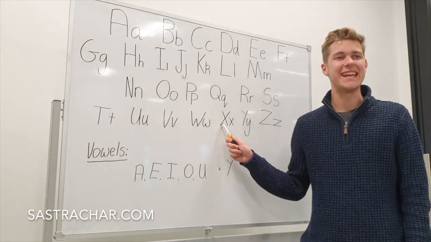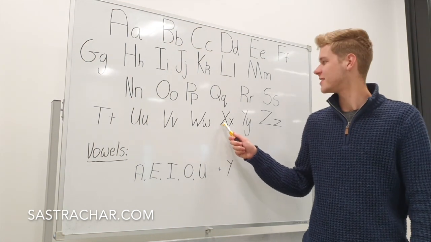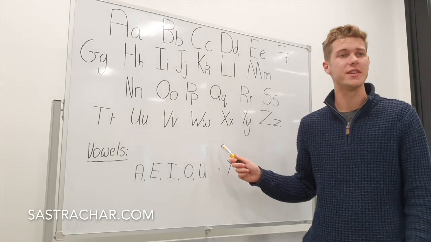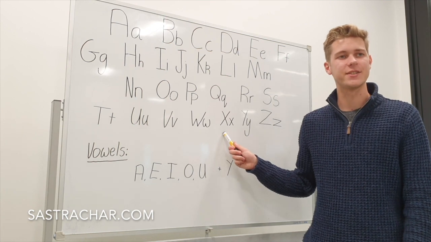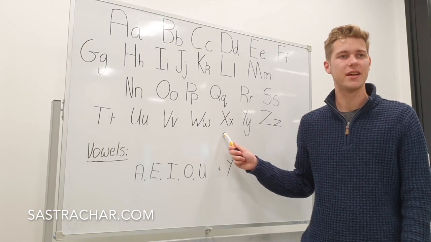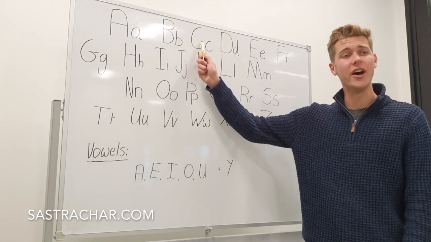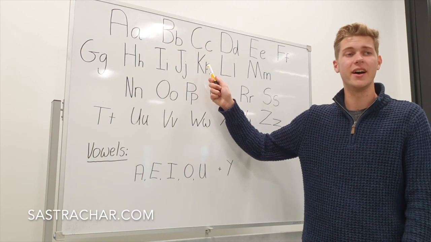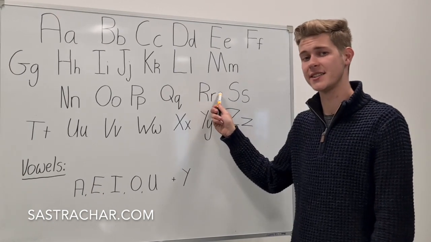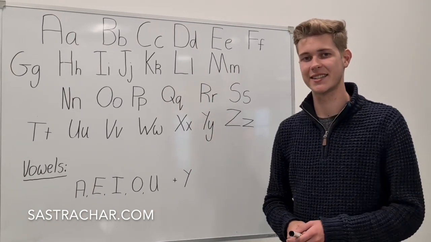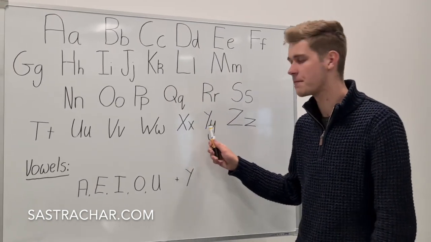This letter is an X. X, similar to the S sound, is a S at the end. And the X goes X. Think K like C and K like K, but combining it with an S sound. That's the X.